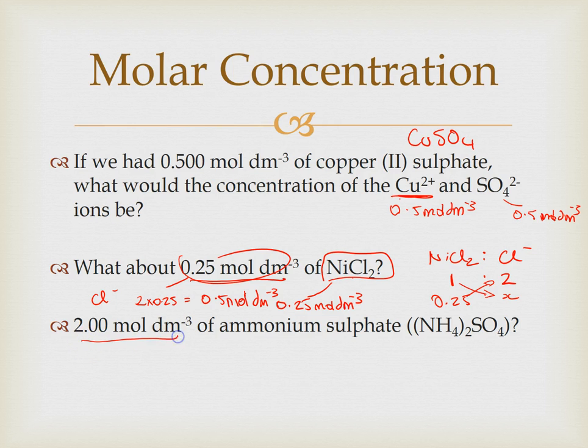And for 2 mole of ammonium sulfate, well, in this case, I have 2 lots of ammonium to every 1 lot of sulfate. So it would be 4 moles per decimeter cubed of ammonium ions. And it would be 2 mole per decimeter cubed of sulfate ions. Okay, so I'm going to leave this video here, and then I will do the next part of our calculations looking at dilution in another video.